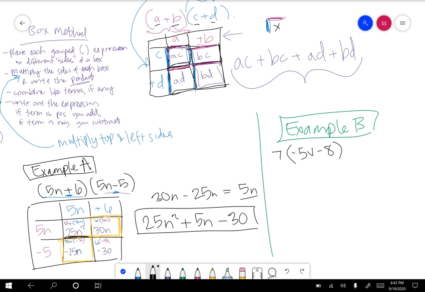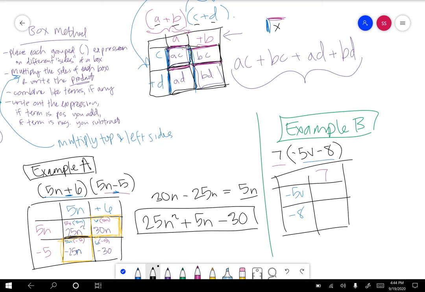Okay, so we have a monomial multiplied by a binomial. We have 7 times -5v minus 8. We're going to have 7, that's one side of the box, and that will be the other side of the box. So if you have just one, you just have one column, right? And then over here we have -5v and minus 8. Draw our little grid to keep us organized.